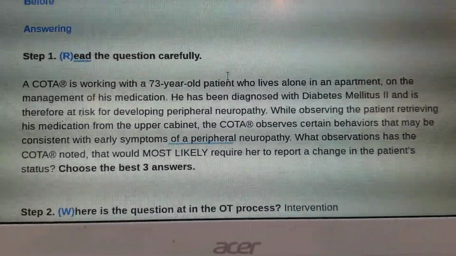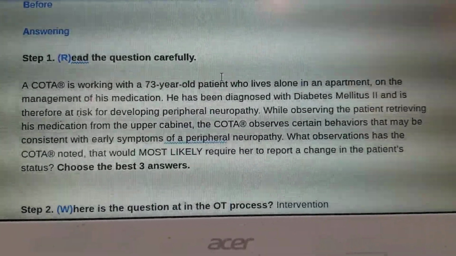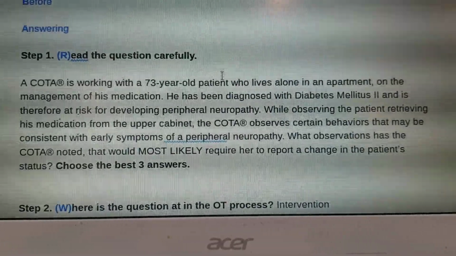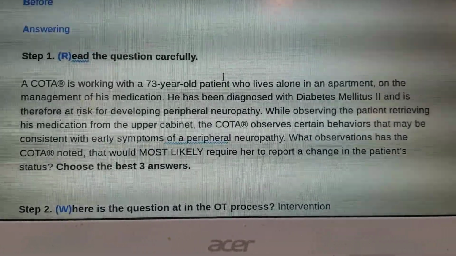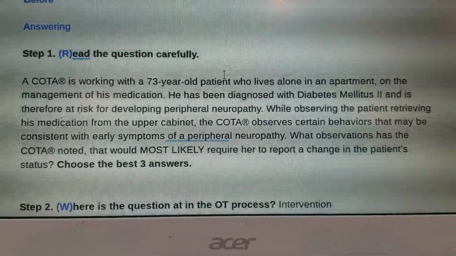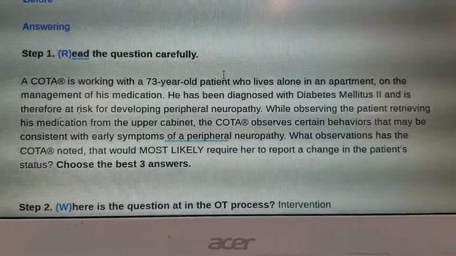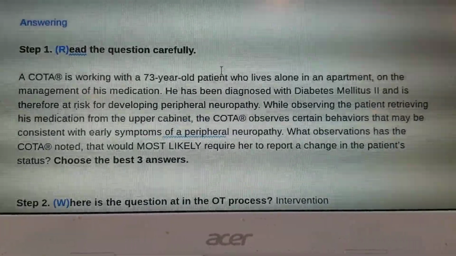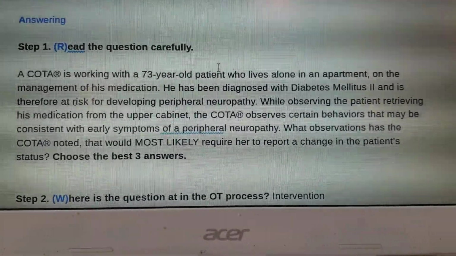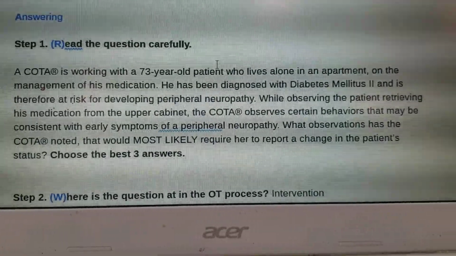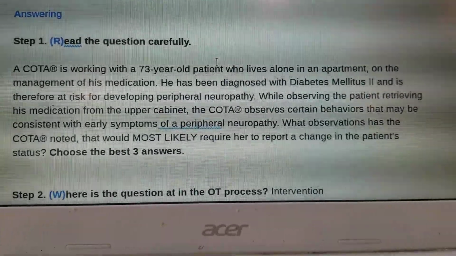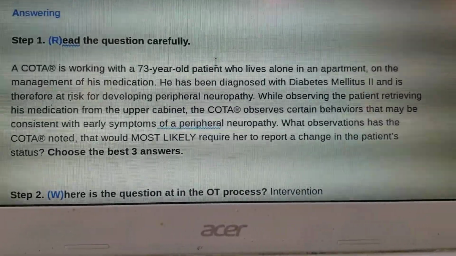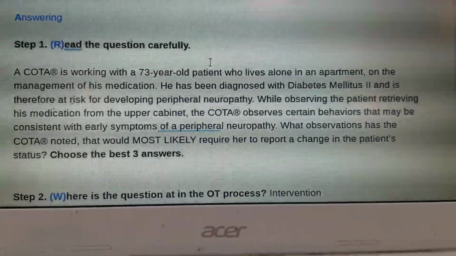And the question is, a CODA is working with a 73-year-old patient who lives alone in an apartment on the management of his medication. He has been diagnosed with diabetes mellitus 2 and is therefore at risk for developing peripheral neuropathy. While observing the patient retrieving his medication from the upper cabinet, the CODA observes certain behaviors that may be consistent with early symptoms of a peripheral neuropathy. What observations has a CODA noted that would most likely require her to report a change in the patient's status? And we need to choose the best 3 answers.